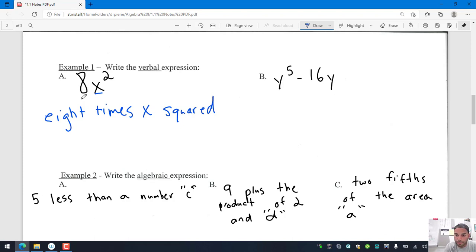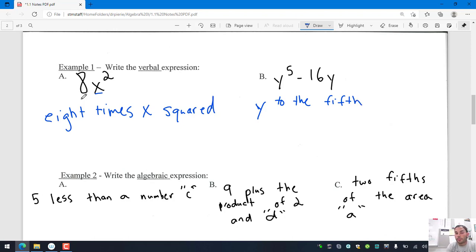Okay, let's do a second example. I see y with a little 5 above it, and a minus symbol, then 16, and then a y next to it. Let's write this out in words. The first letter I see is y. Let's start by just writing y. What is happening to y here? It's being raised to the 5th power. I have an exponent of 5. So I'll have y to the 5th power, or I can just say y to the 5th.